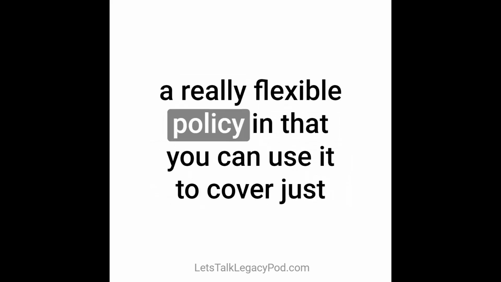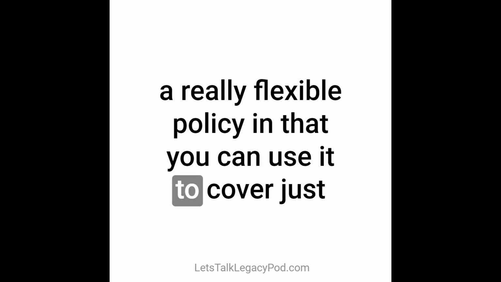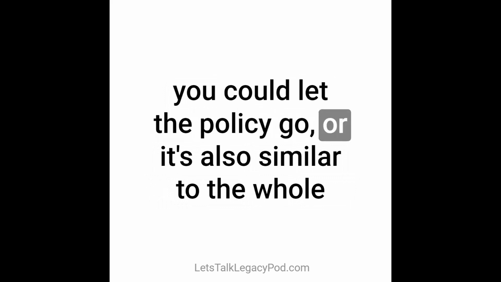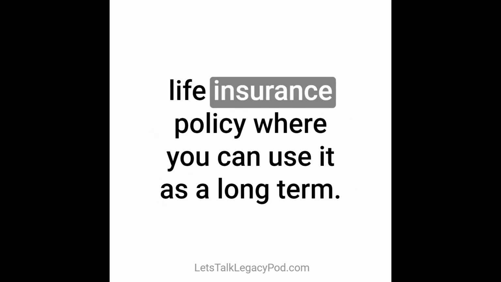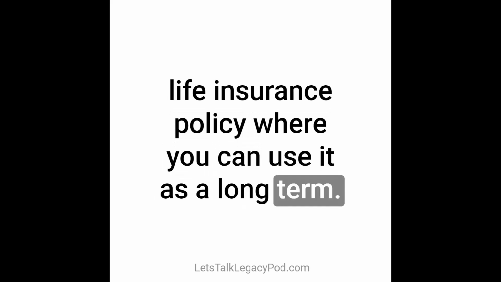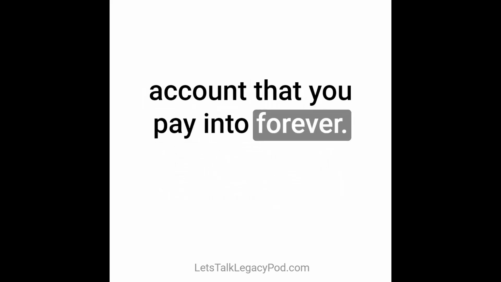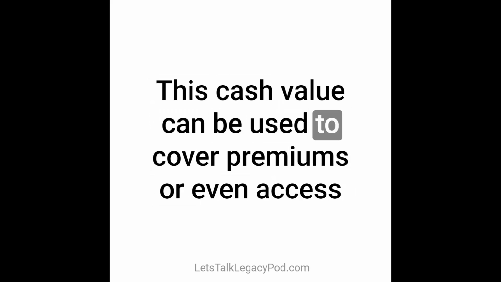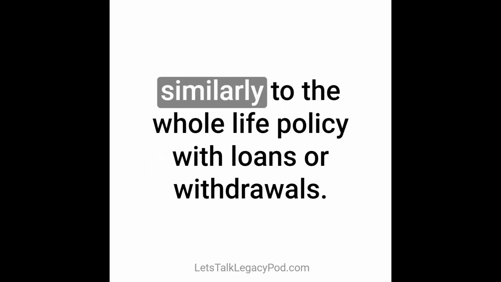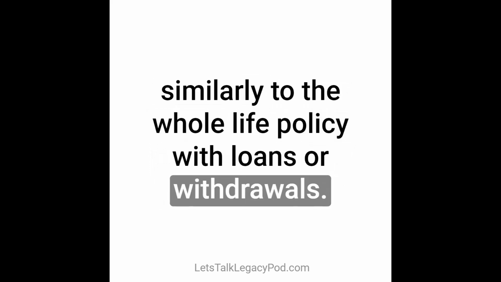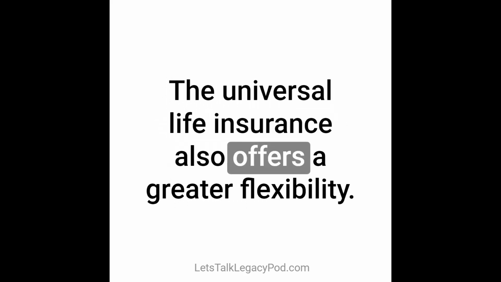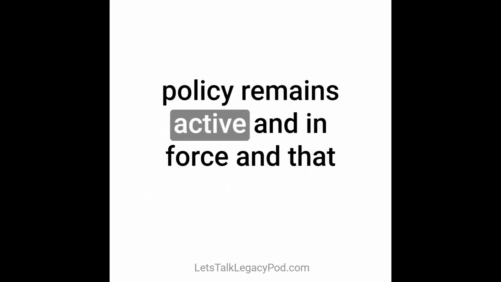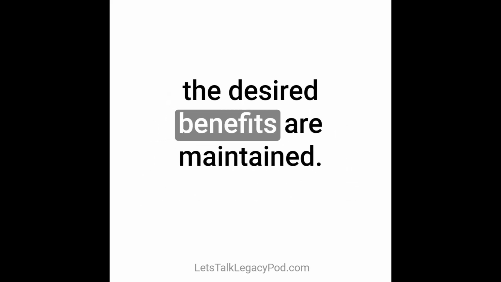It's a really flexible policy in that you can use it to cover just certain dollar amounts for certain periods of time, and then you could let the policy go. Or it's also similar to the whole life insurance policy where you can use it as a long-term account that you pay into forever. It has a guaranteed payout, including your cash value. This cash value can be used to cover premiums or even be accessed, similarly to the whole life policy, with loans or withdrawals. The universal life insurance also offers greater flexibility, but it requires careful management to ensure that the policy remains active and in force and that the desired benefits are maintained.